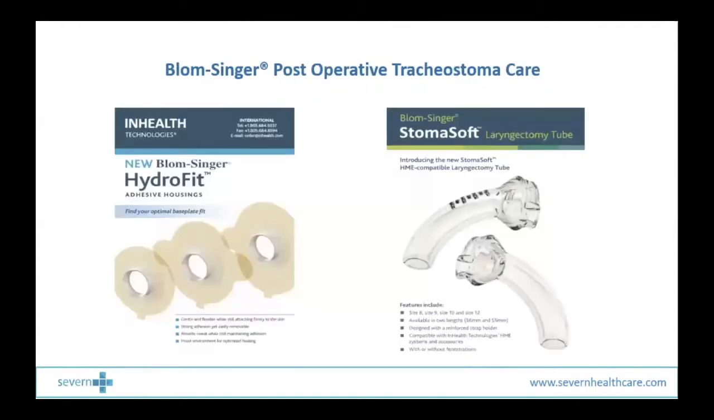Blomsinger are also at the cutting edge of tracheostoma care and have launched two new lines, next generation products for tracheostoma care. The Stoma Soft laryngectomy tube range for gentle but secure management of stomal stenosis, and the HydraFit adhesive housing range that contains a hydrocolloid base plate in varying shapes.